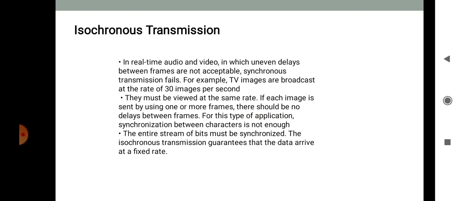The entire stream of bits must be synchronized, and isochronous transmission guarantees that the data arrives at a fixed rate. For multimedia applications, synchronization between characters is not enough, so the entire bit stream is synchronized, and that is why isochronous transmission guarantees the data arrives at fixed timing.